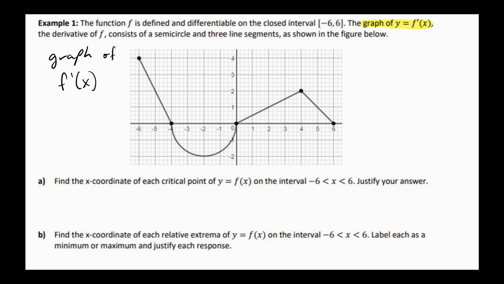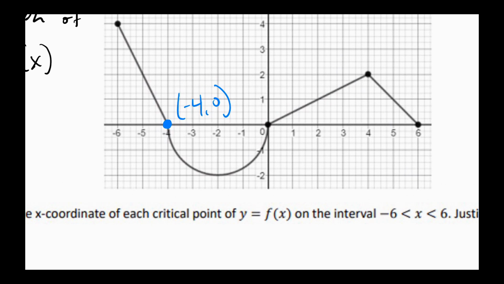So that point right there is, let me change the color, -4, 0, right? We know that. So at this point right here, what does that tell me about the original graph, f of x? What does that tell me about the original? If I had the picture of the original, what does that tell me?